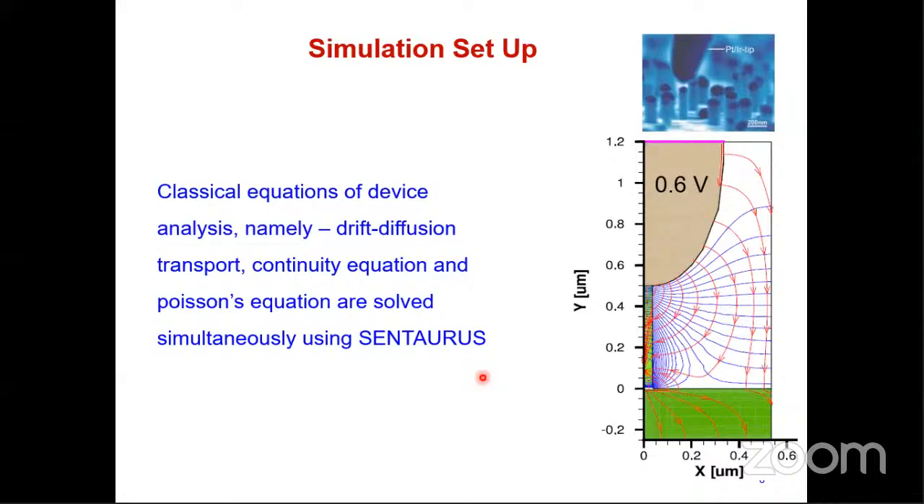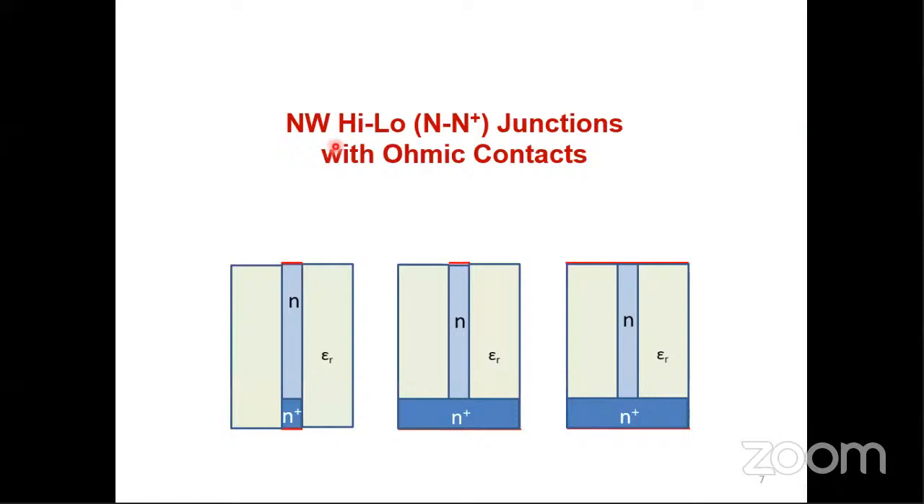Now let us proceed further. High-low junctions, let us consider them, n plus junctions with ohmic contacts. So here is the junction, high-low, and there are ohmic contacts. Wherever you are putting the metal, we are saying this is an ohmic contact. You can also have Schottky contact, but here we are considering only ohmic contacts. So these red things are all ohmic contacts. Similarly, for the substrate at the bottom, you may have ohmic contacts.